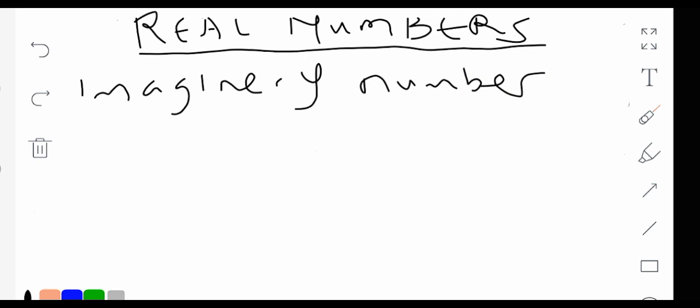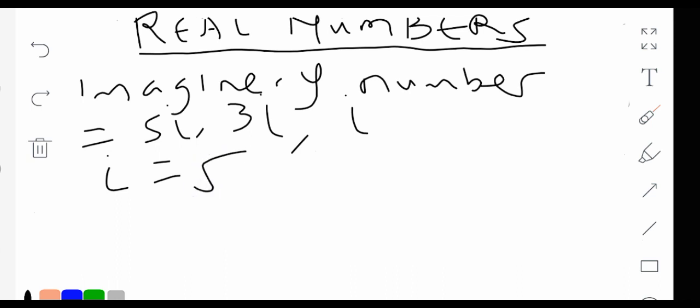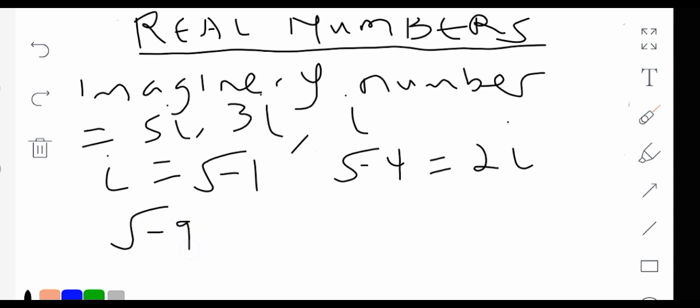Before we talk about real numbers, we must know what we mean by imaginary numbers, since they are unreal and they are commonly represented by complex numbers. So these are examples: we have 5i, 3i. Something like this. So these are examples of imaginary numbers. And this i simply means square root of minus 1. So square root of minus 4 is going to give us 2i. So square root of minus 9 is going to give us 3i.